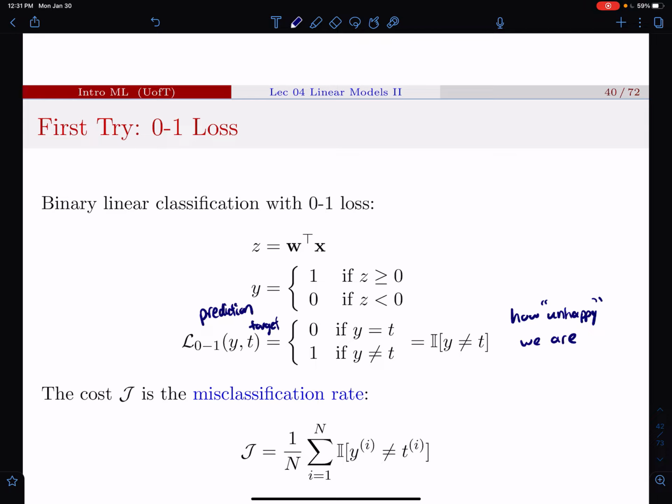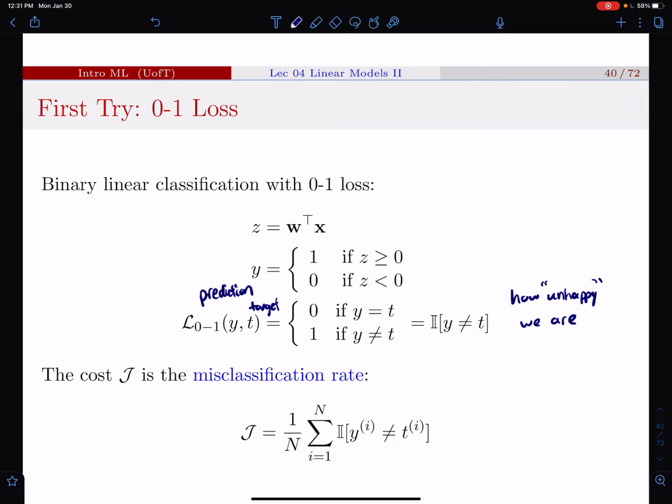It's outputting how unhappy we are with the prediction. So the way the 0-1 loss function will work is if the prediction is the same as the target, there's no loss. If it's wrong, there's a loss of 1. This is natural because if you average over all the losses, you get the misclassification rate. If you take 1 minus the misclassification rate, you get accuracy, which is usually the primary metric we care about. But there's a problem with this loss function: it's really difficult to actually optimize this objective.